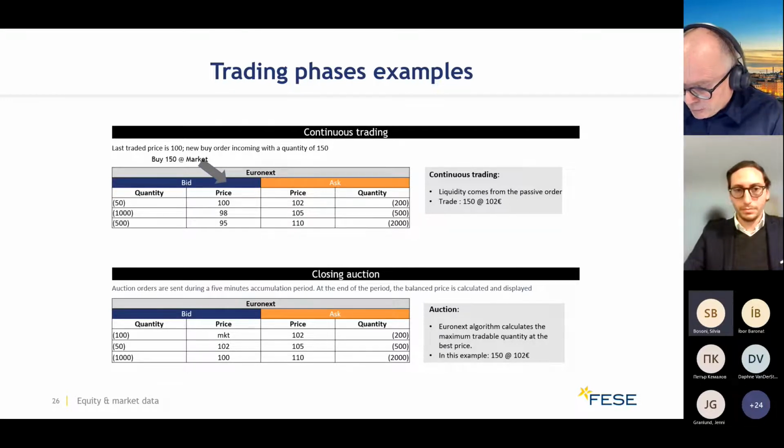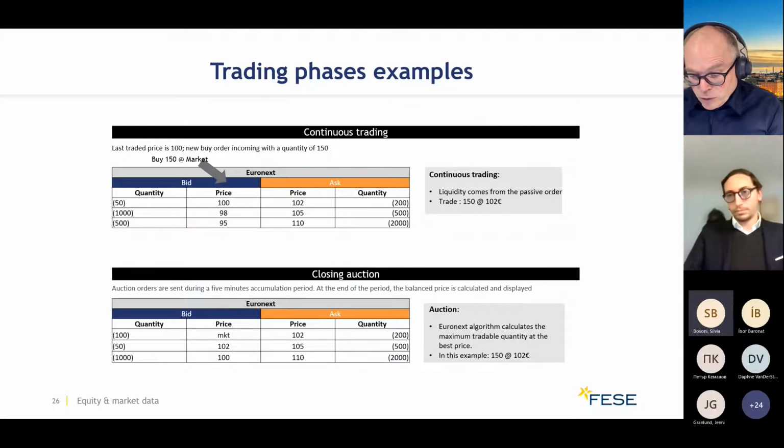In this example, kindly provided by Euronext, we can almost by eye see that the price has to be 102 euros, because the buy order priced at 100 will not come into play, as there are no ask orders or sell orders more generous than 102. So we can see just by eye that the equilibrium price, or the uncrossed price, will be 102. And the number of shares that we can trade: on the bid side it's 150 at that price level, and on the ask side it's 200, so we can trade 150 shares.